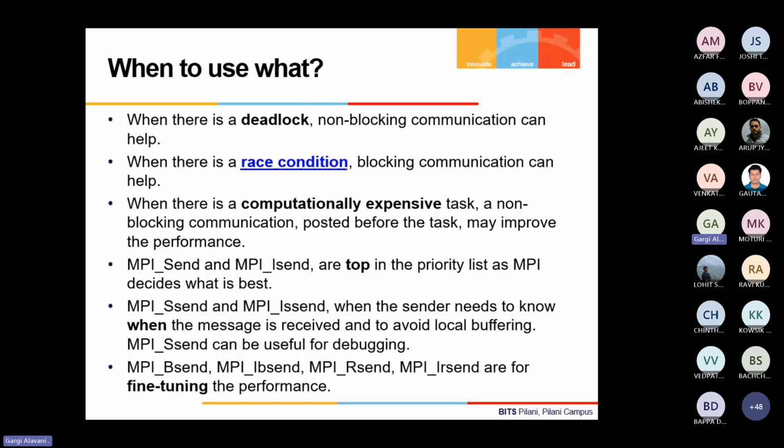MPI_Send and MPI_Isend are top in the priority list as MPI decides what is best. And Ssend and Issend are for when the sender needs to know when the message is received and to avoid any kind of local buffering. And you have many of these send and receive options because they are meant for the fine tuning of the performance of these systems.